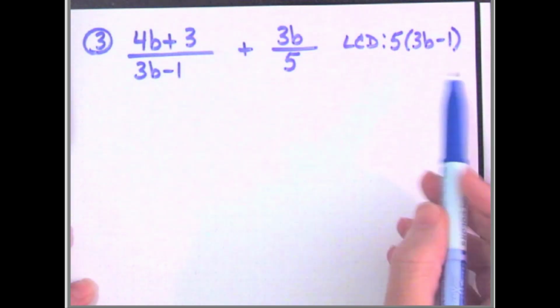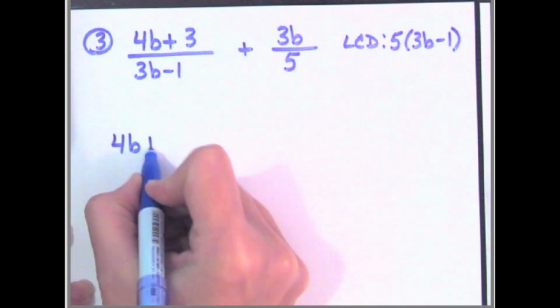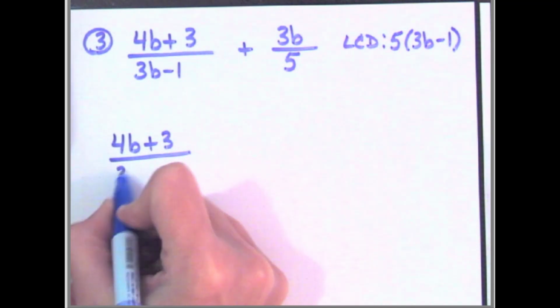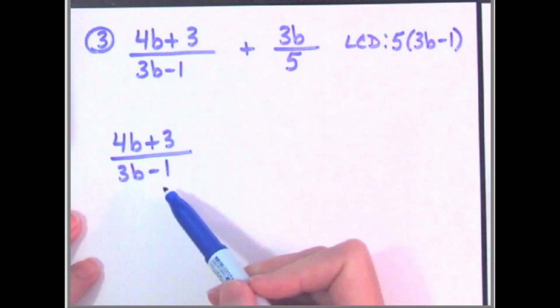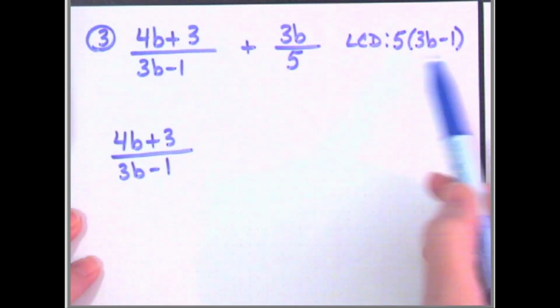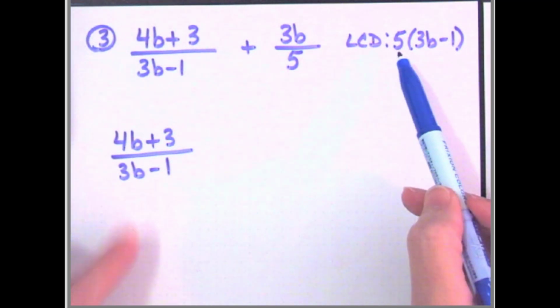Okay, so this is going to be my new denominator. So we're going to look at each expression and think about what we would need to multiply the denominator by to get the least common denominator. Well, I already have the 3b minus 1. I just need the 5.